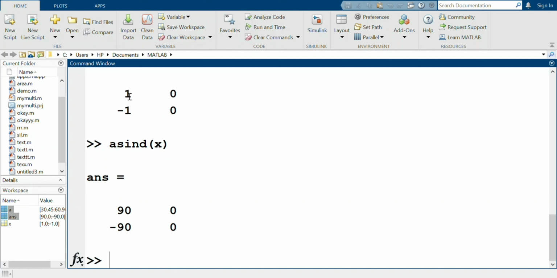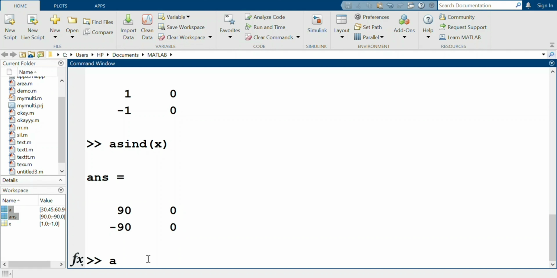So what is the answer? What is the angle that if you put it in the function sine will give me 1? Of course, it's 90. So arcsine d of 1 is 90. And arcsine d of minus 1 is minus 90. Arcsine d of 0 is 0. And the same thing with all the elements.